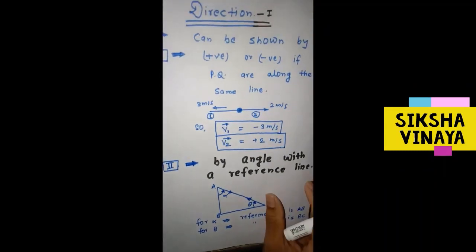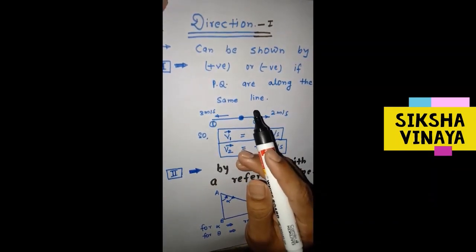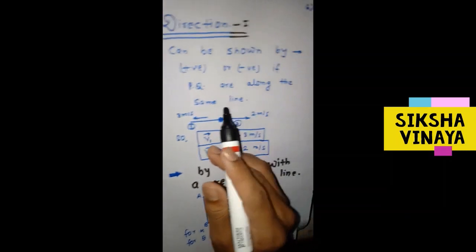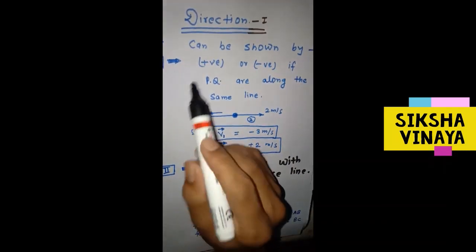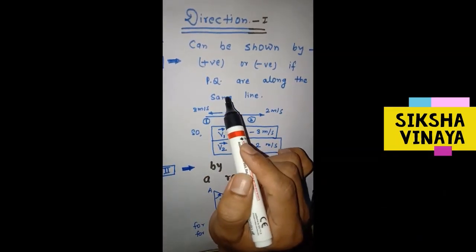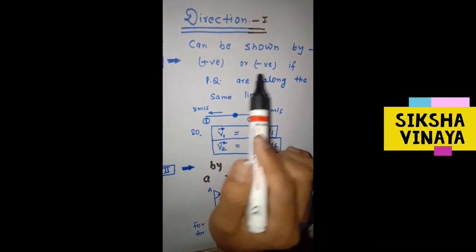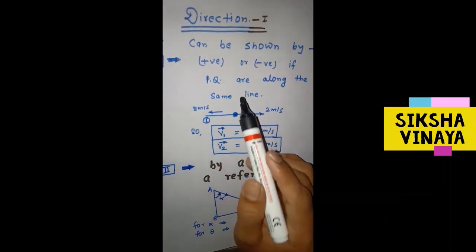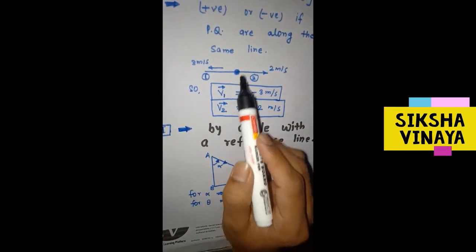Now we need to know about direction more, so I give you some idea about what is the meaning of direction in science, mainly in physics or mathematics. So direction can be shown in various ways. It can be denoted by positive, negative. If it is taken along a line, it can be denoted by positive, negative. I told you in the previous lectures. So here is an example.